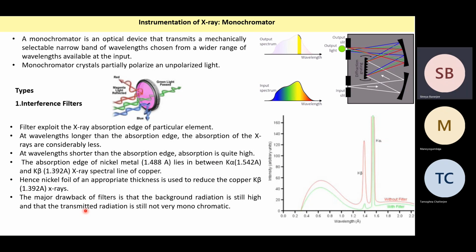The major drawback of such a filter is that the background radiation is still high and the transmitted radiation is not very monochromatic. So you can see K beta still persists even though it is reduced. So that is the problem with the filter, that it is not perfectly monochromatic.